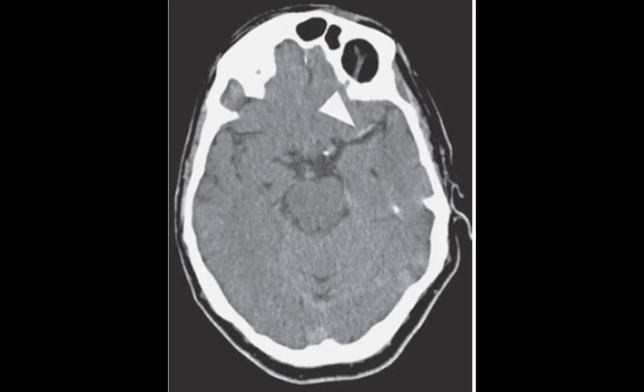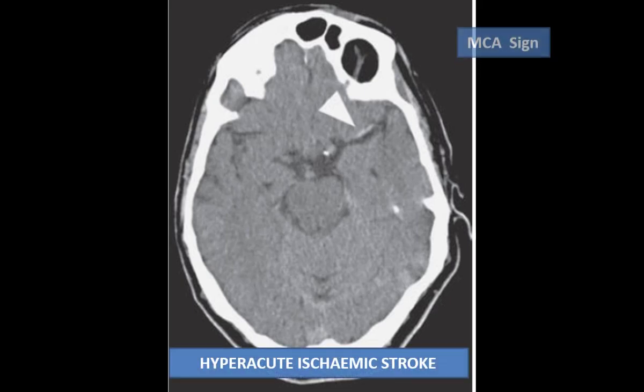What do you see here? Yeah, this is dense MCA sign, which is suggestive of hyperacute stroke. So this is hyperacute ischemic stroke with a dense MCA sign.